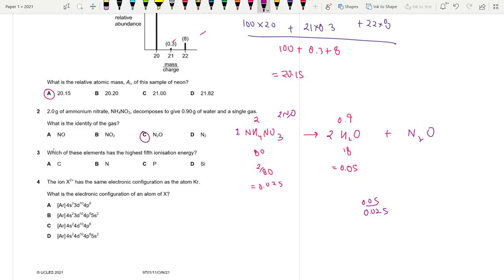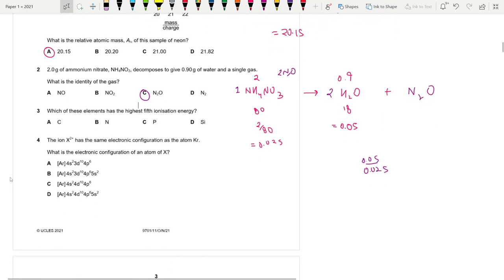So by balancing this equation, we got the identity of the gas, and you should also know the identity. Okay, you should have this memorized. This is important for paper 5. Ammonium nitrate decomposes to form nitrogen dinitrogen oxide, okay, or nitrogen 1 oxide, and water.